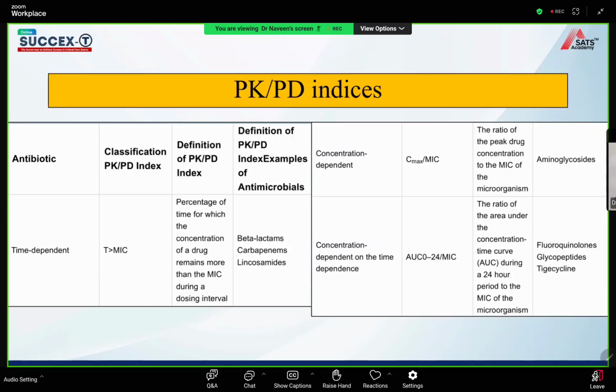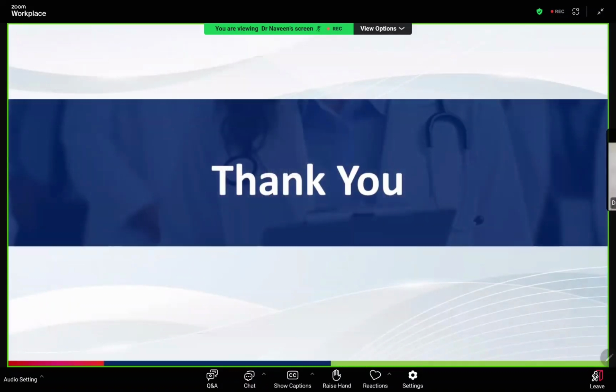Classical examples of time dependent drugs are beta lactams, carbapenems, and linezolid, whereas concentration dependent ones are aminoglycosides. Some antibiotics show features of both, where you look at a PKPD index called area under the curve over 24 hours over the MIC, which are fluoroquinolones, glycopeptides, as well as tigecycline. Thank you.